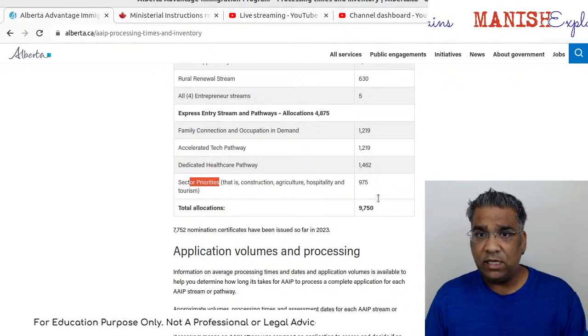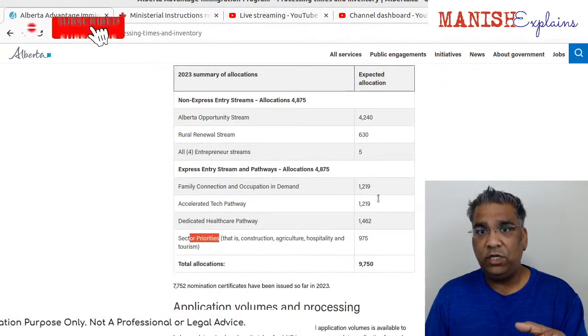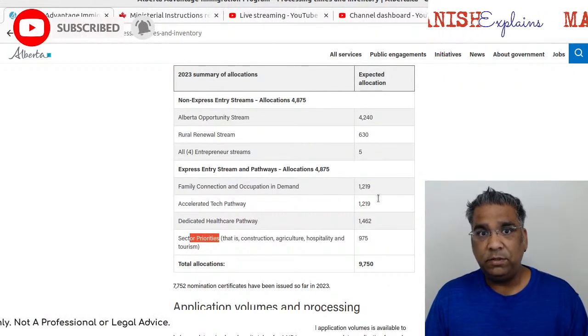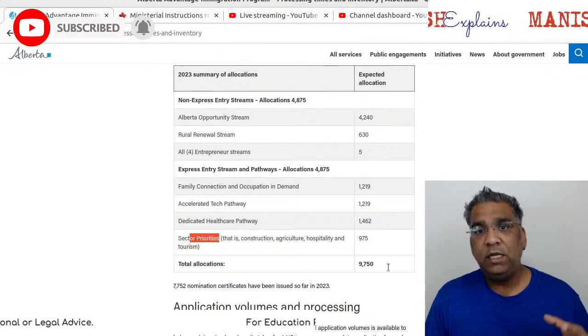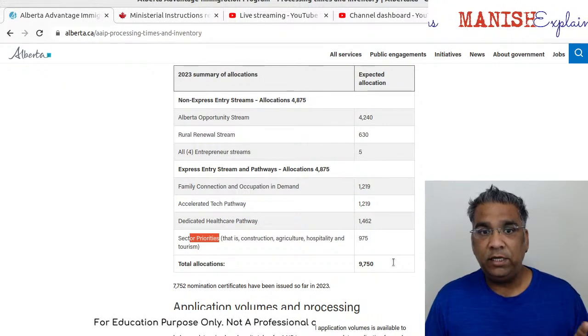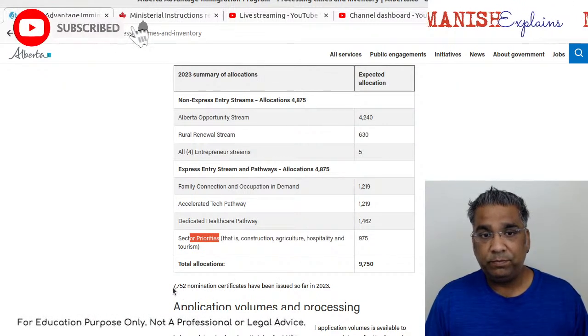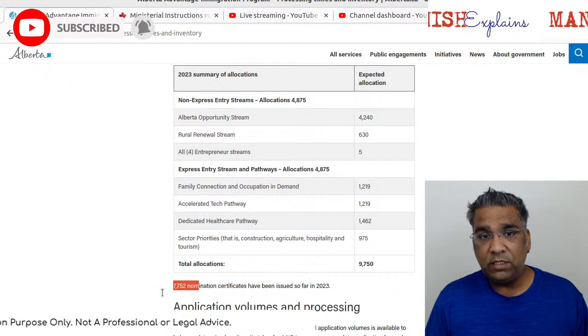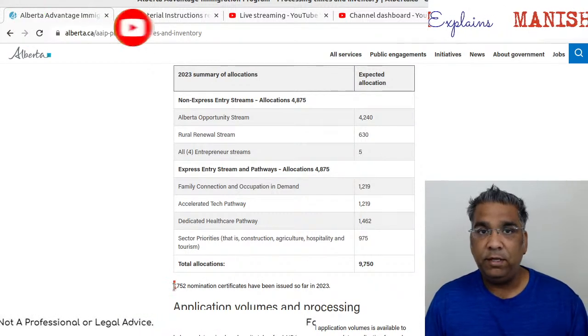So this has not changed since it was published. This is basically just saying how Alberta has allocated its nominations. Out of this, 7752 nominations have already been issued.